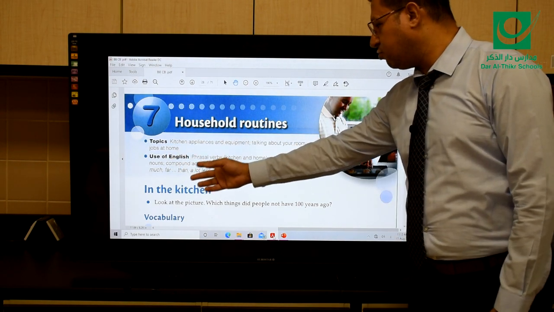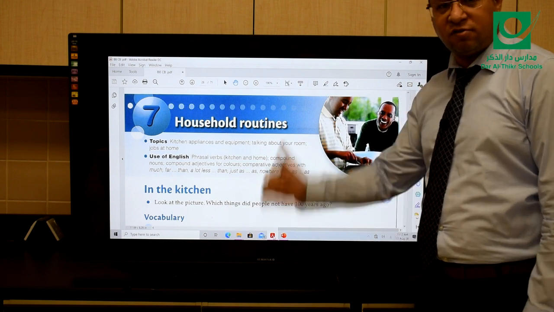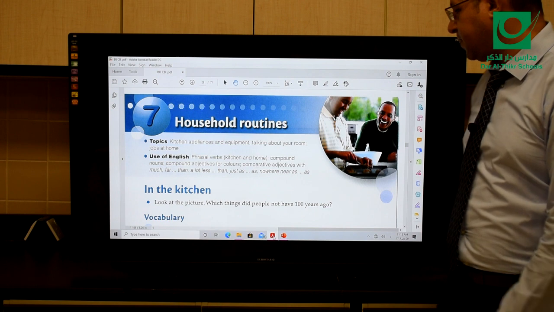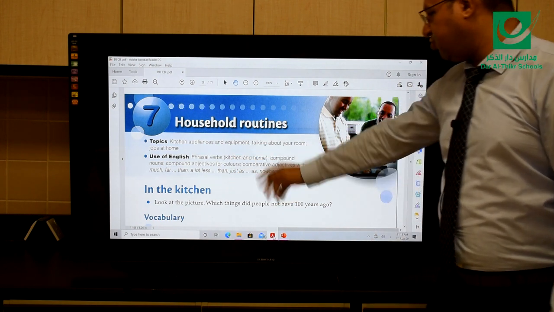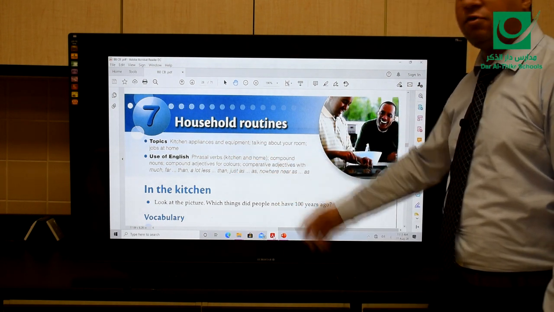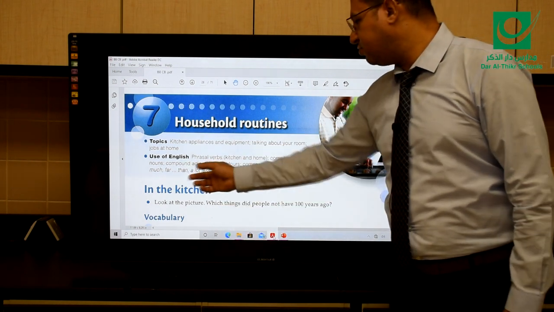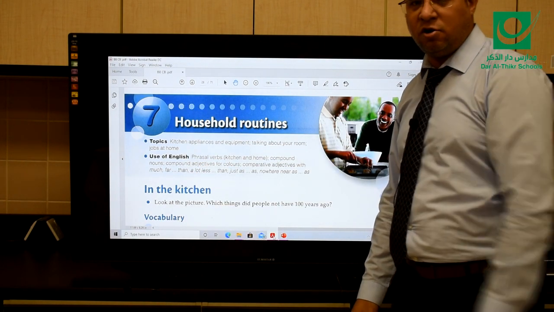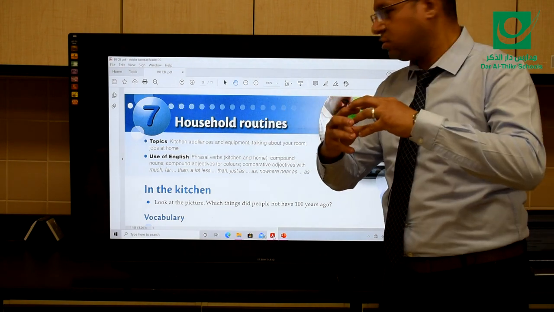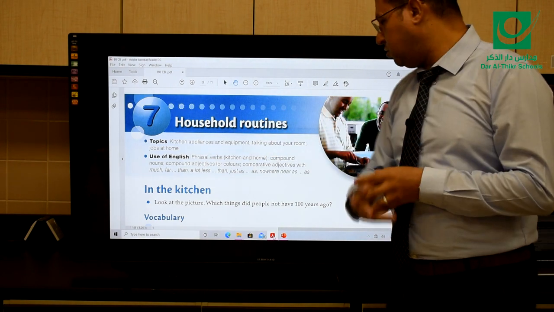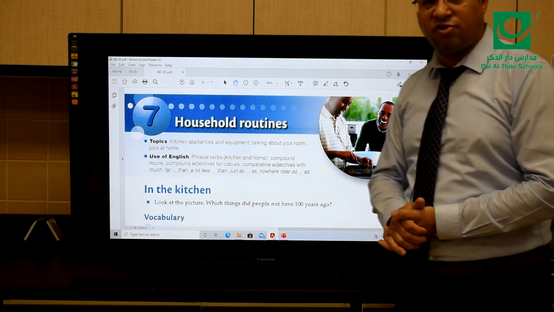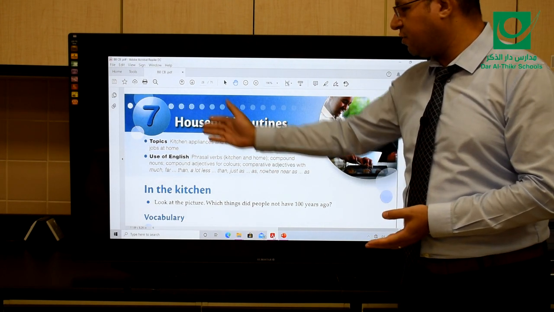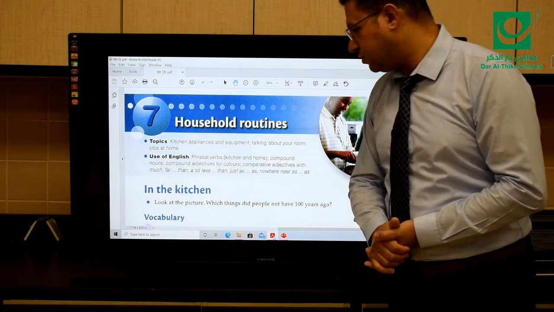For use of English, we're going to talk about phrasal verbs. In Unit 6, we talked about some phrasal verbs, so we're going to continue in Unit 7. They are all related to the kitchen and home. We're going to talk about compound nouns, and compound adjectives for colors. When you want to describe a color, how can I use a compound adjective to describe the color, and also comparative adjectives, making comparison. Okay, so these are the topics that we are going to talk about in this unit.